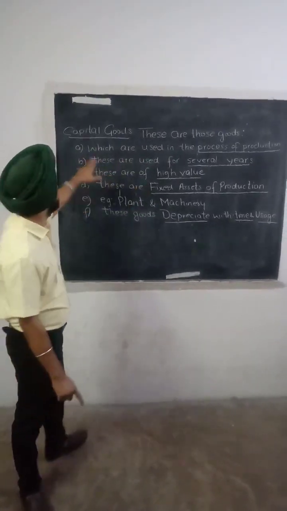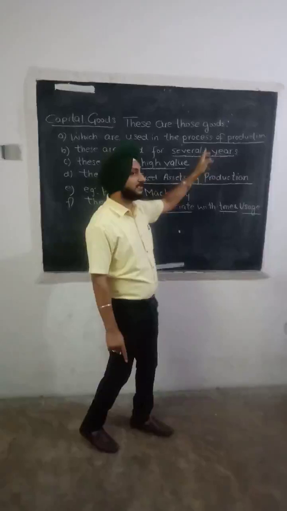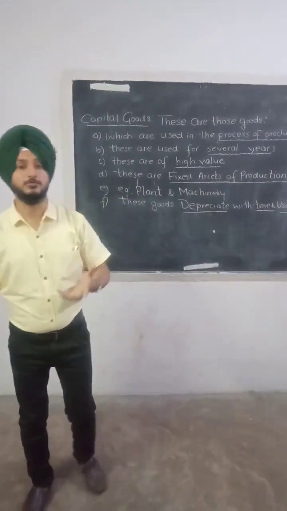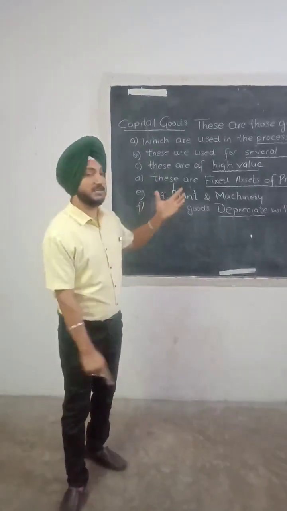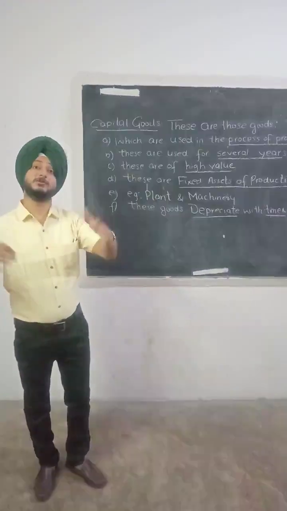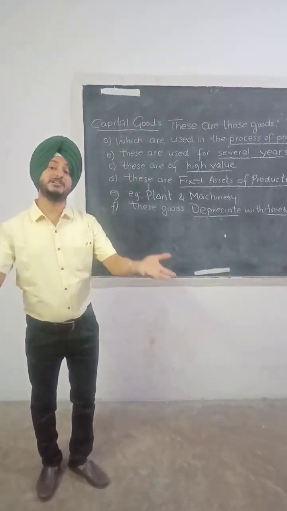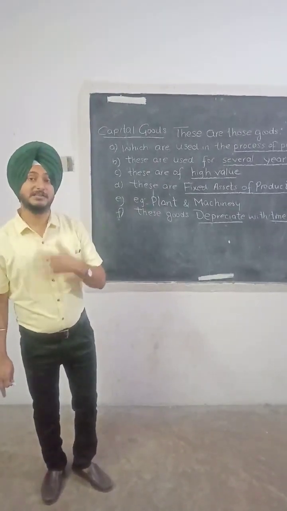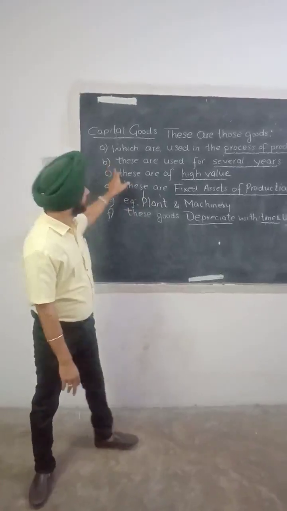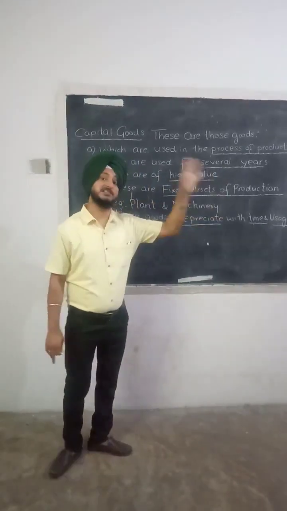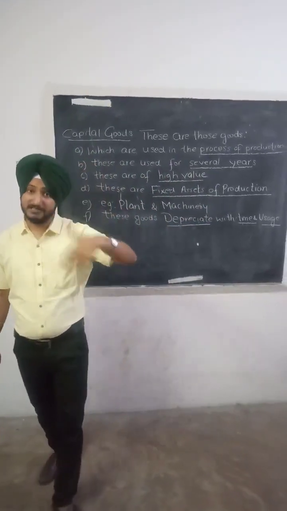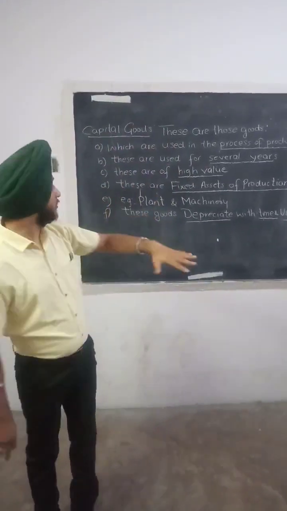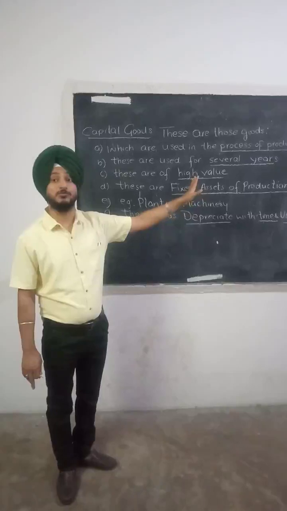These are those goods which are used in the process of production. As is clear by its name, capital goods are those goods which are used in the process of production. These are used for several years. These are continuously used by a firm, by a factory, for several years because they are of high value.